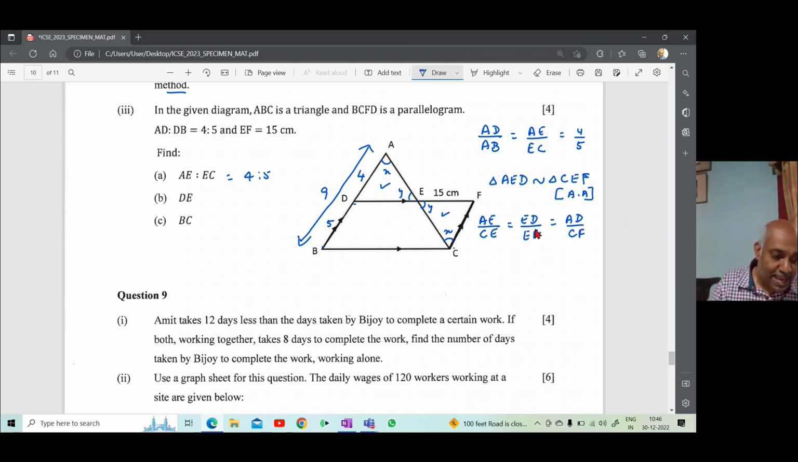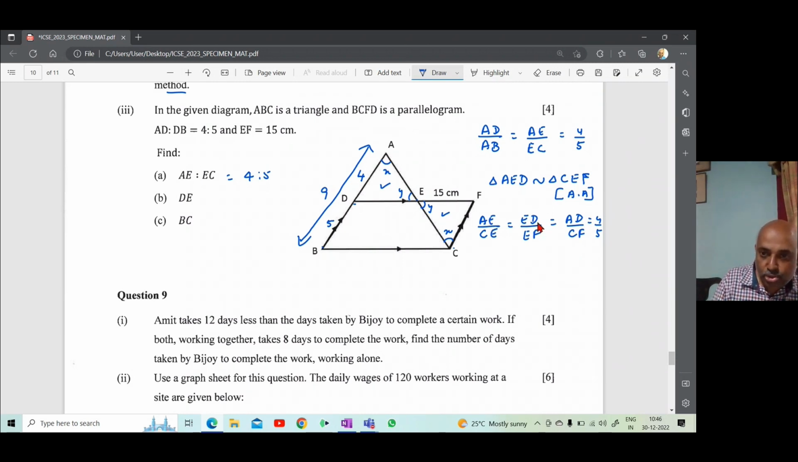So what is ED and AE over CE? We know AE over CE, we know it is 4 over 5. Because AE over EC, we just now calculated. It is 4 is to 5. That means it's 4 over 5. So we know what is AE over CE.